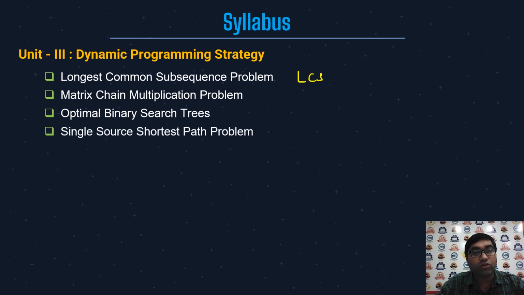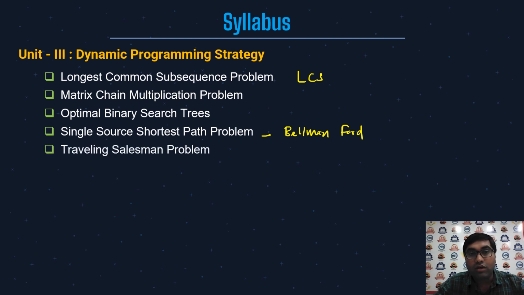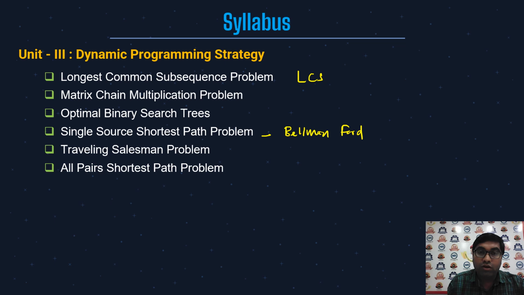Then single source shortest path problem. So by using dynamic programming also we can solve the single source shortest path problem. So specifically here we have to focus upon the Bellman-Ford algorithm. The next, traveling salesman problem, all pair shortest path problem. In all pair shortest path problem we have to study the algorithm like Floyd-Warshall algorithm.